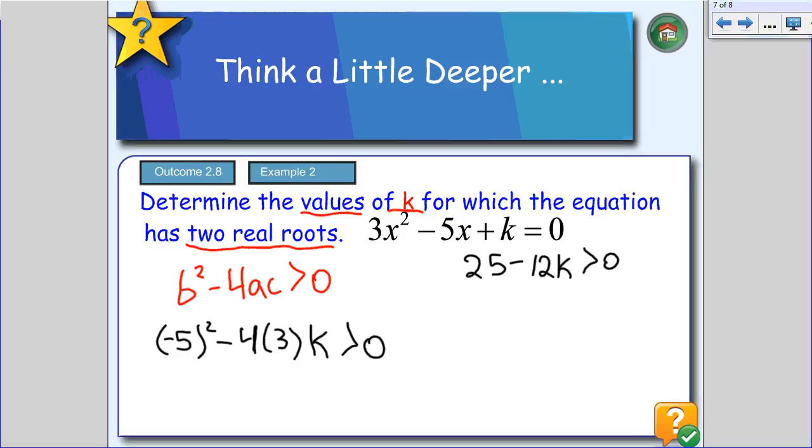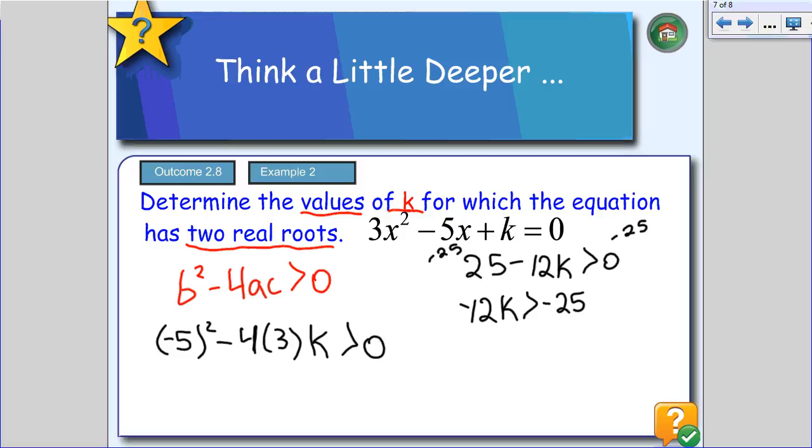Now isolate for K. Subtract 25 from both sides. Subtract 25. Subtract 25. And you have negative 12K is greater than negative 25. And then when you divide by a negative, don't you flip the sign? Yeah. Now, how do we get rid of this negative 12 on the K? Divide both sides by negative 12.